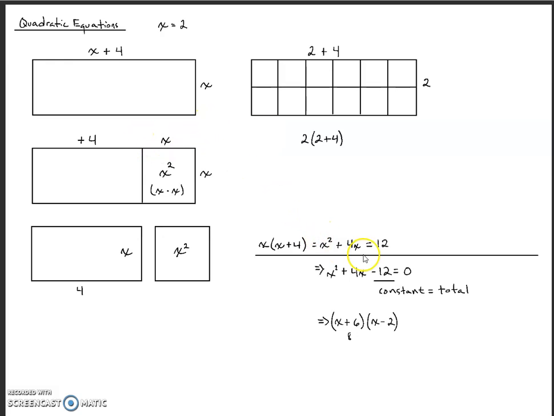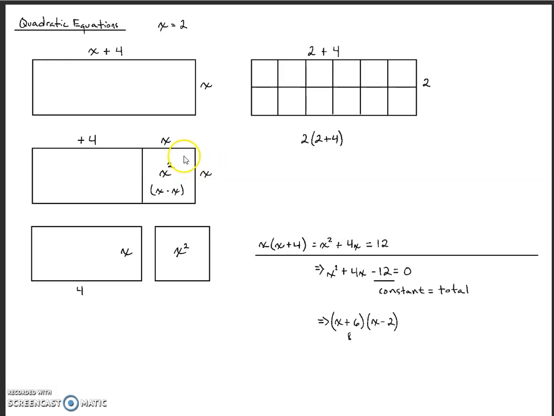So if we look at the equation here, if we express it in this manner, x squared plus 4x equals 12. So in an equation, a lot of times we'll see x squared plus 4x minus 12 equals 0. They call this a constant, but the constant is actually the total.